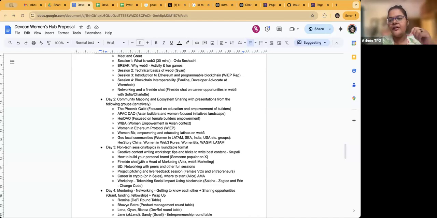So why we want to have a category and highlight that every day is so that people know that if they want to pick a day to come to the hub, which day most aligns with what they want to take away from the hub.